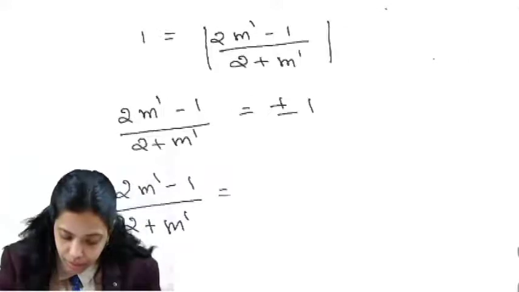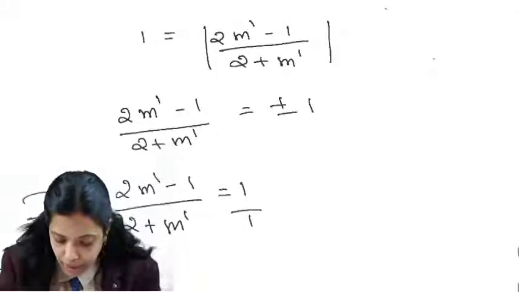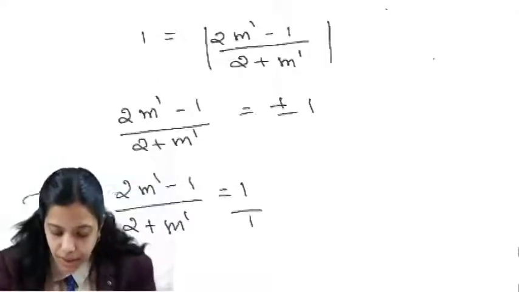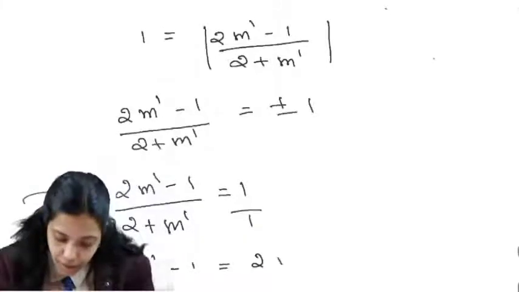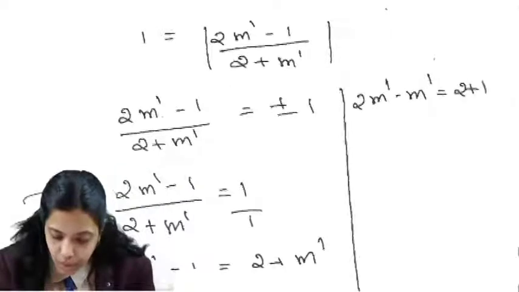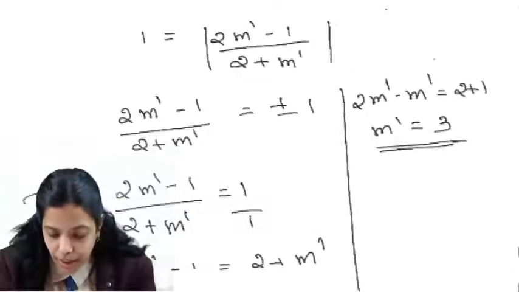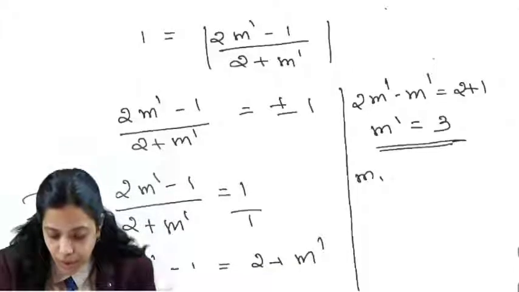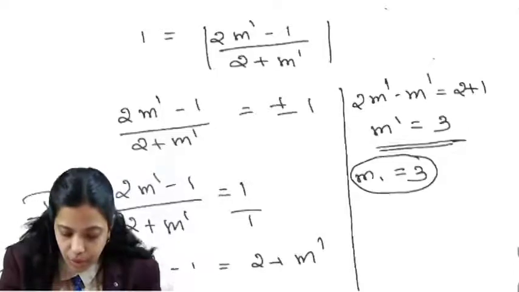So it will come 2m' minus 1 equal to 2 plus m'. We can transpose that m' to one side. So we are getting 2m' minus m' equal to 2 plus 1. That is m' gets you 3. So we got a value of, let it be m1 equal to 3, the first value we got. So let me note down here m1 equal to 3.